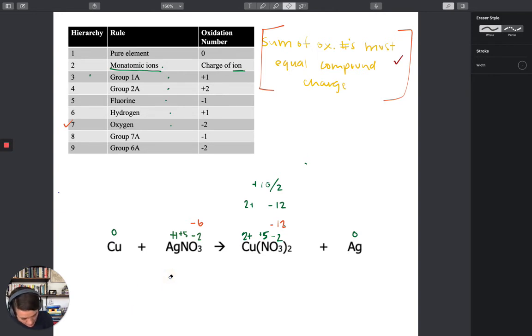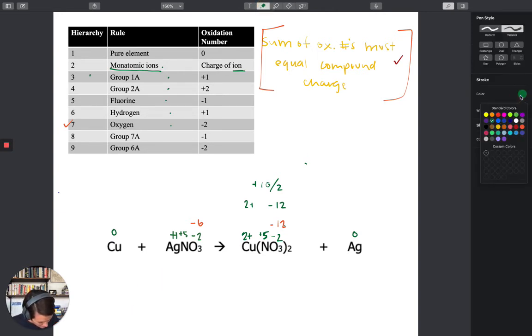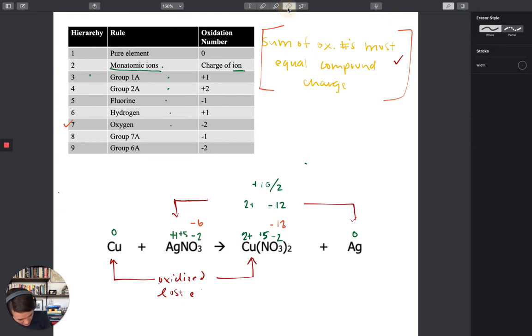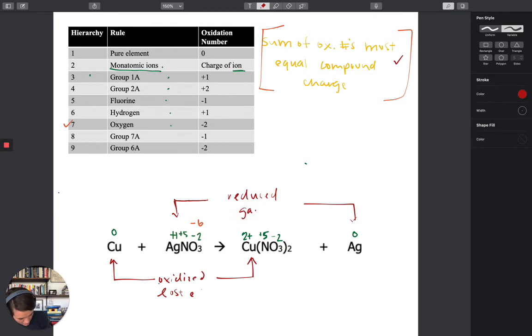All right, so let's draw our tie lines and see what transpired. So we had copper went from 0 to +2. It became more positive, which means that it was oxidized, right? Which means that it lost electrons. And then we have our silver, which went from a +1 to a 0, right? It became more negative, which lets us know that it was reduced and means that it gained electrons.